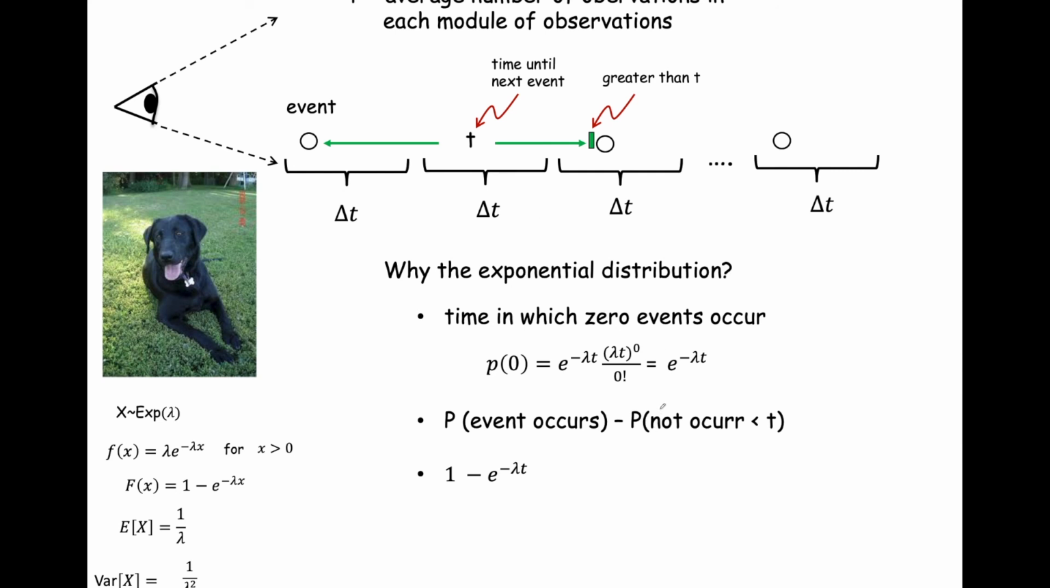So if we take that probability of the event not occurring in time less than t, translated into a Poisson count of events, probability mass function, we're going to subtract off that probability that we just calculated up above, e to the minus lambda t. And so if we do that, what we get is 1 minus e to the minus lambda t, which from before is exactly the cumulative distribution function of the exponential distribution.